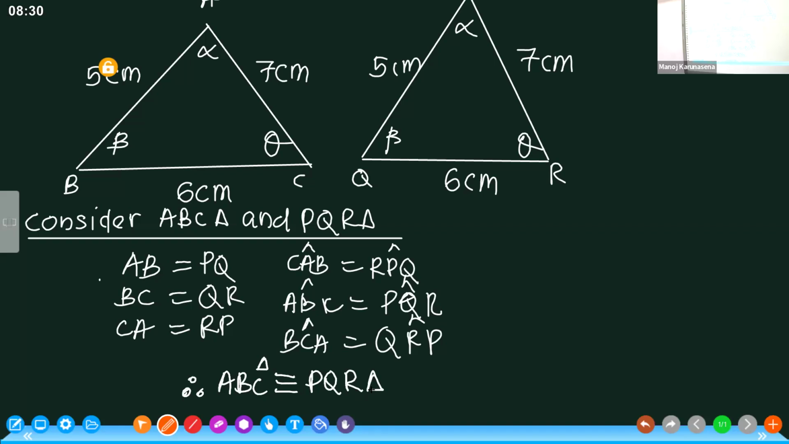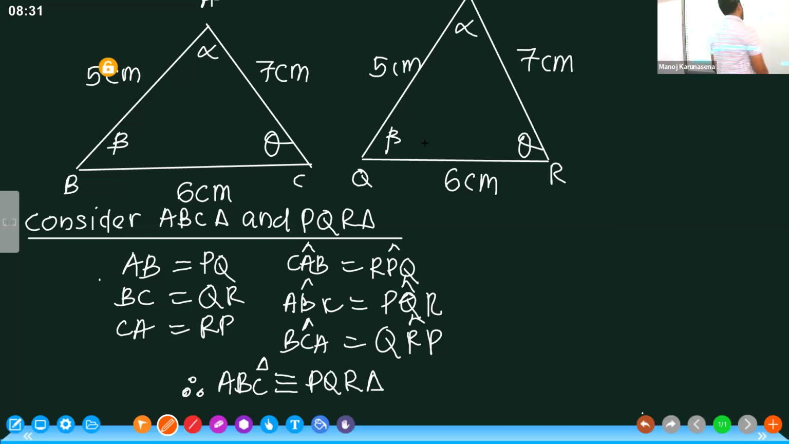Right, yeah, clear. If the two triangles are congruent to one another, the six elements of one triangle should be equal to the six elements in the other triangle.